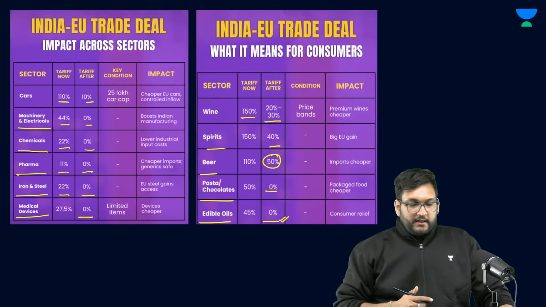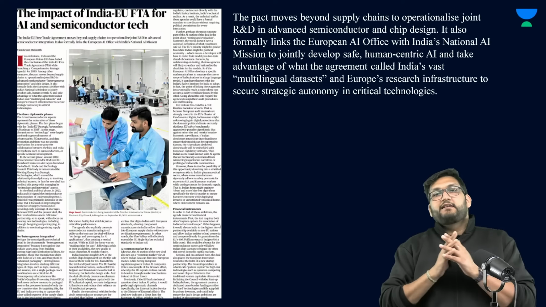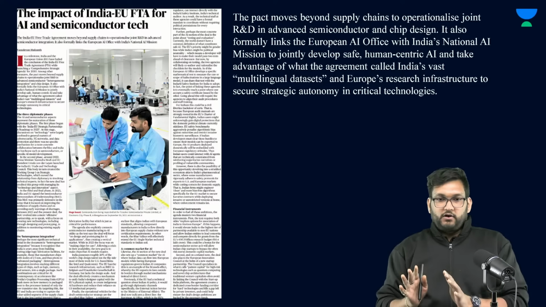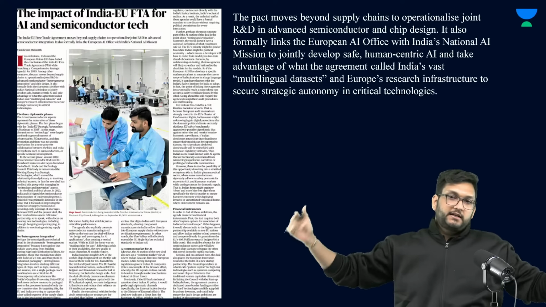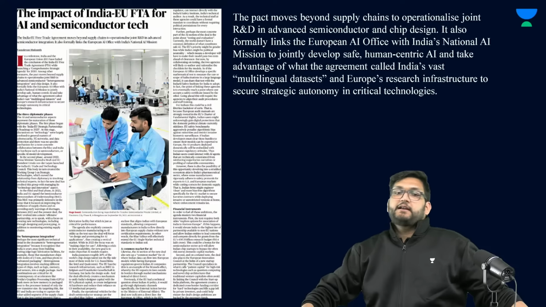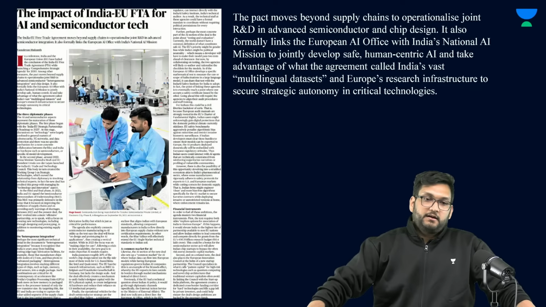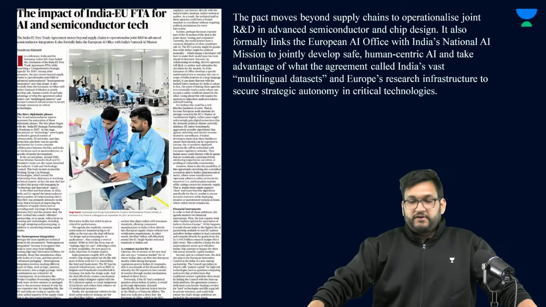Now, the second aspect which has been highlighted and is generally very important is the AI and semiconductors technology, which has been talked about. Mother of all deals means that it is the deal of the deals. It is the most important deal which India can have, which is also true. After the US, EU was a very big, you can say, 27-country block, which we did not have access to in a preferential way. So it is a very important deal in that regard.